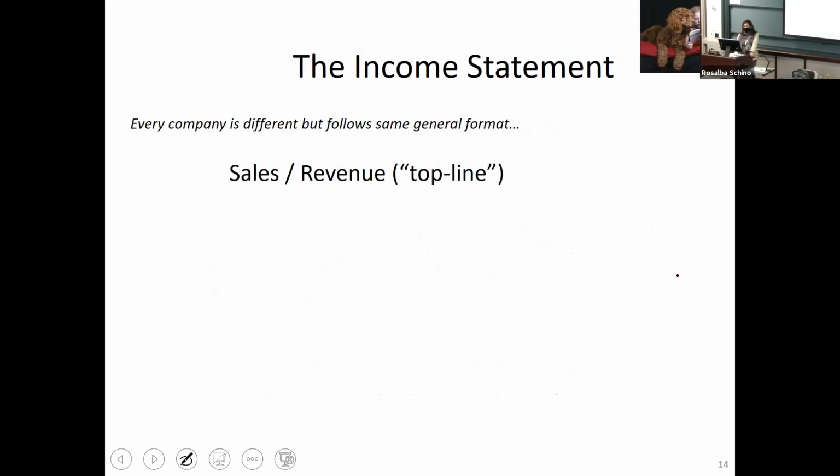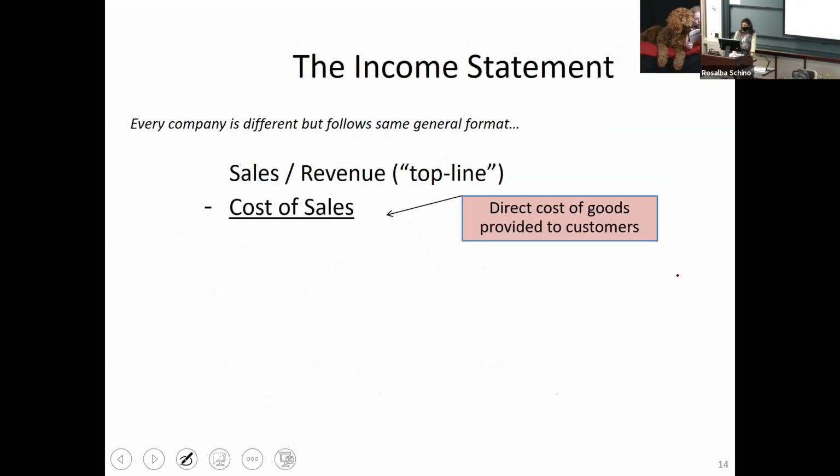However, typically what we do is use intermediate measures for the income statement, just to have a sense of what is driving the profit. So we have sales or revenue, which is the top line, minus the cost of sales, which is the cost of goods provided to the customers. That gives me the gross profit. The gross profit really tells me how much profit I make from my core business. From selling the apples, I make $20.